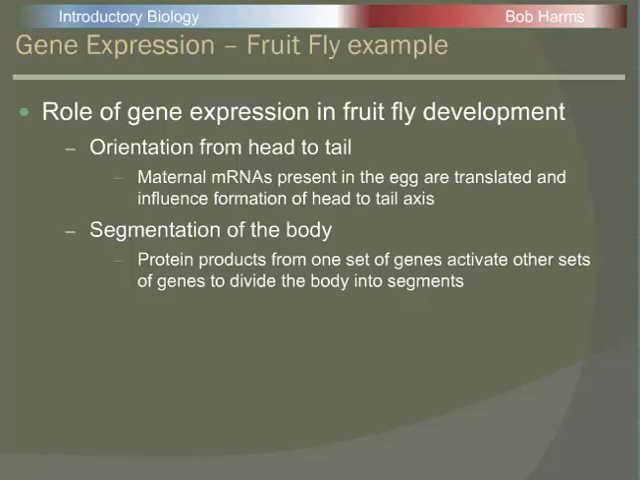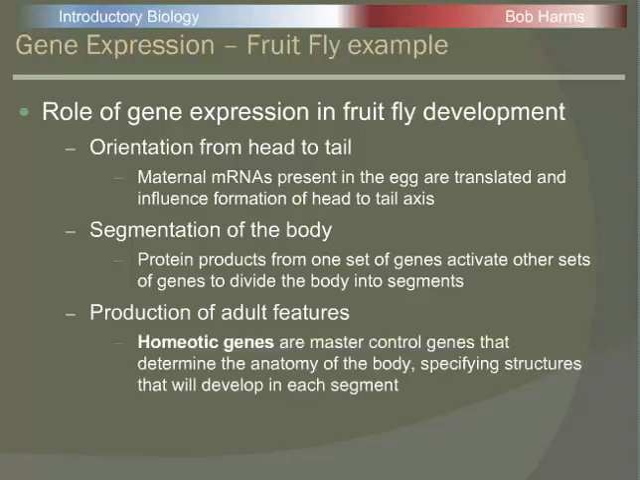Which genes are being turned on determines where the segments are going to form, and eventually which segments are going to develop into what body parts when we think about something like a fruit fly. And if we think of adult features, there's a set of genes, conserved throughout most animals, ourselves included, called homeotic genes.